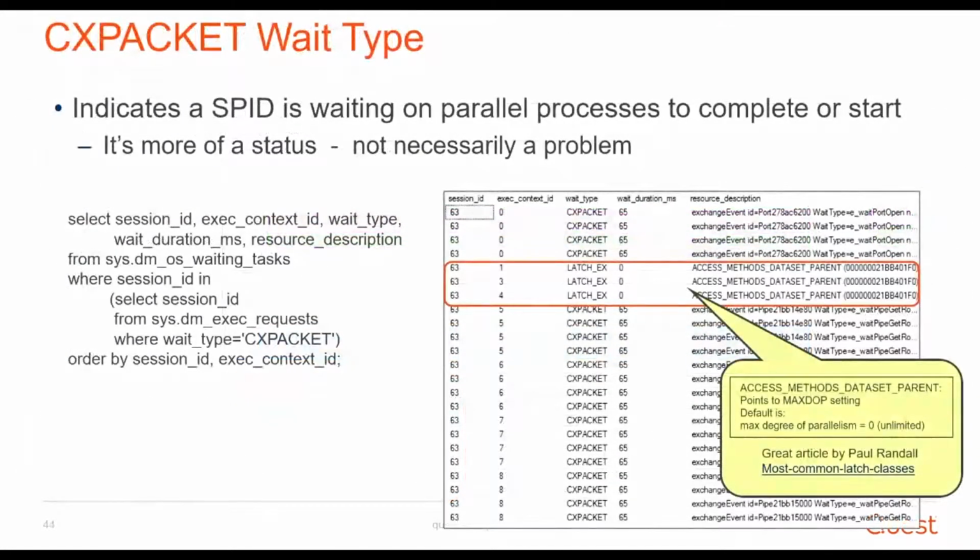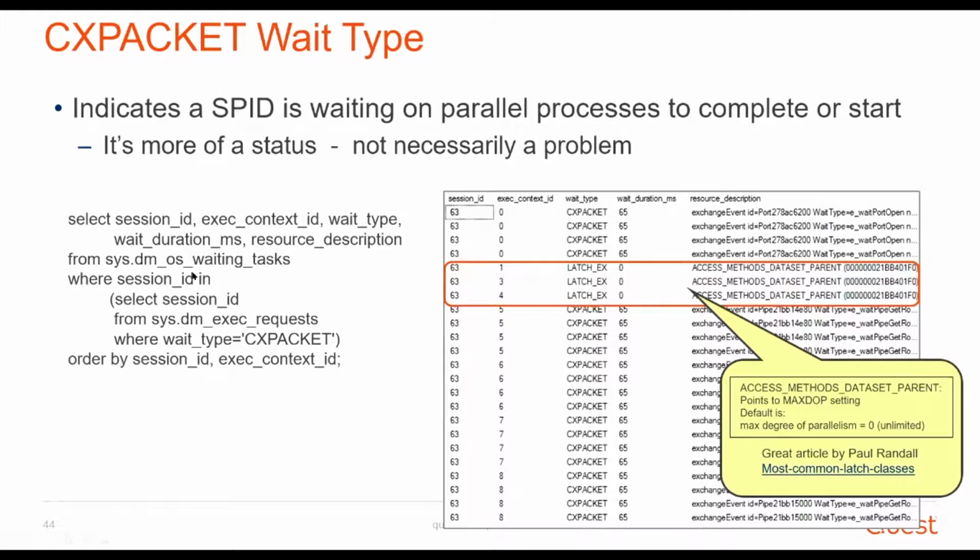Now, if you look up the CXPACKET wait, basically it's really a status. It's not necessarily a problem. It's what the coordinator is waiting on while it has all its worker bees go out and do the actual work. So it's just telling you that it's doing some parallelism. What you have to do is look at what the worker bees are waiting on to see the wait that is actually occurring.